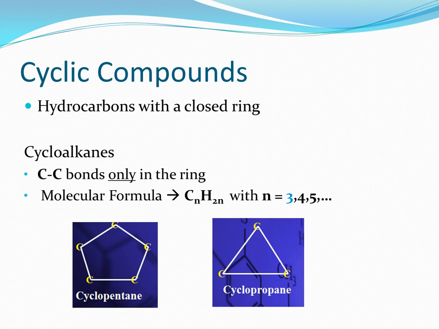A final type of alkane is a cycloalkane. These are alkanes that have the ends bonded together to form a closed ring. Examples of cyclopentane and cyclopropane are shown here. Notice that the number of hydrogens is reduced from the regular alkane molecular formula.